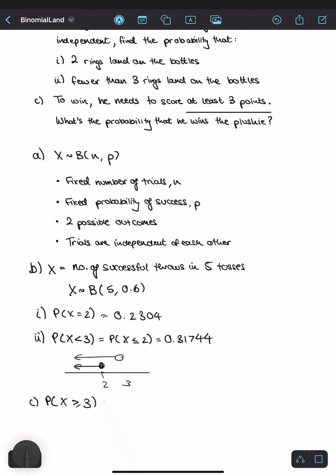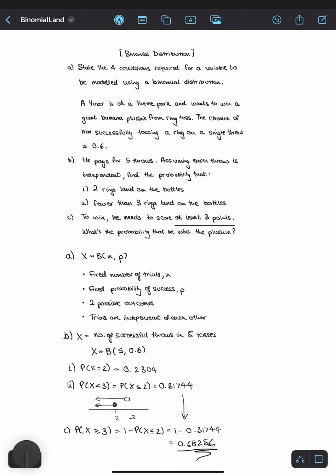So this can be written as 1 minus the probability that x is less than or equal to 2, because those are the remaining values that we don't want, and all probabilities add to 1, so you'd subtract that. So that is equal to 1 minus this value here, 0.31744, which is equal to 0.68256. And that is the answer to this binomial distribution question.